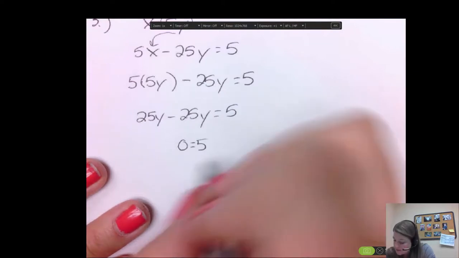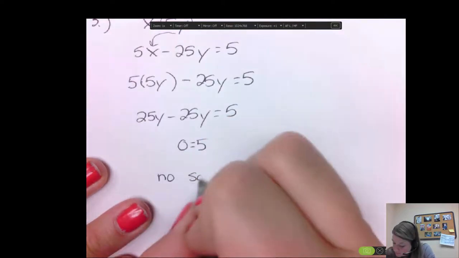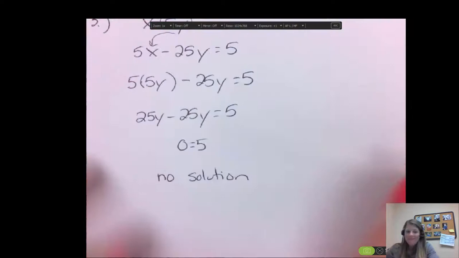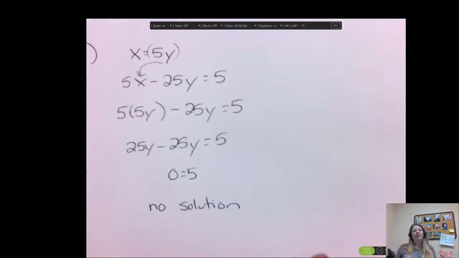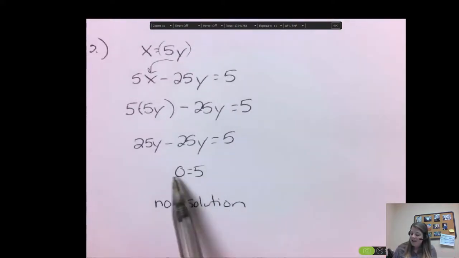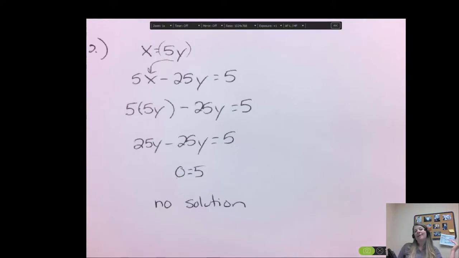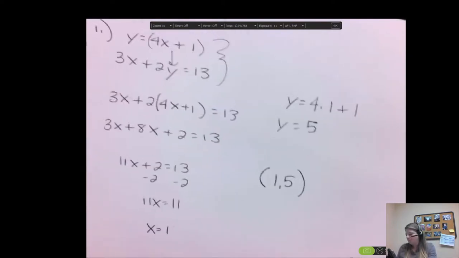No. So this is no solution. If we graph these, then they're actually parallel. Had I got 5 equals 5, that would have been many solutions or infinitely many solutions. So you have to be able to distinguish between something that's completely false, and if the numbers equal each other, or 0 equals 0, then you have many solutions. So be careful of that difference.